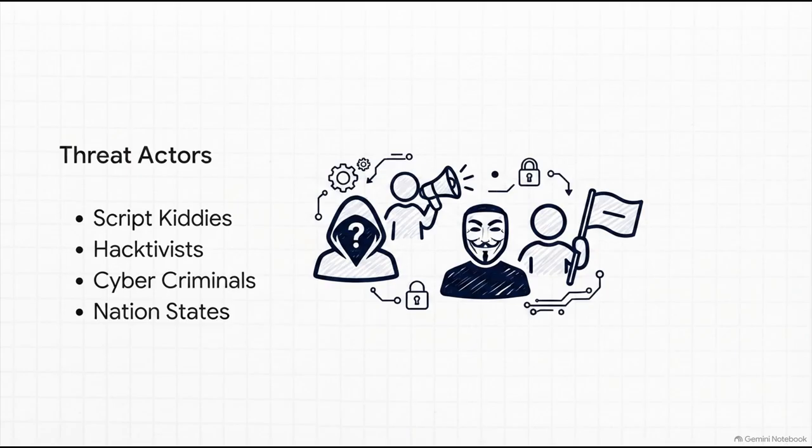Next up are the cybercriminals, which is the most common threat to businesses today. They are strictly in it for the cash, running highly sophisticated ransomware or credit card theft operations. And at the very top of the food chain, you have nation-state actors. These are highly resourced, government-sponsored groups carrying out long-term, strategic espionage and actively targeting a country's critical infrastructure.